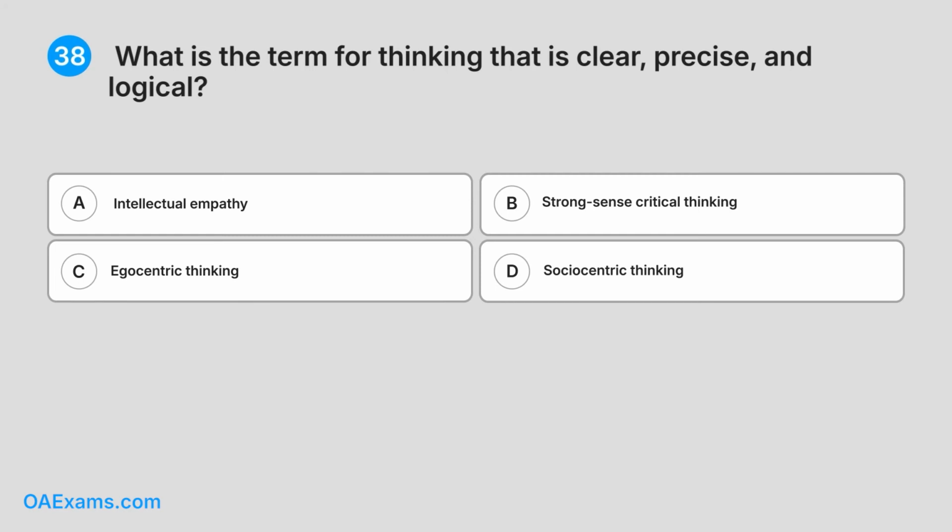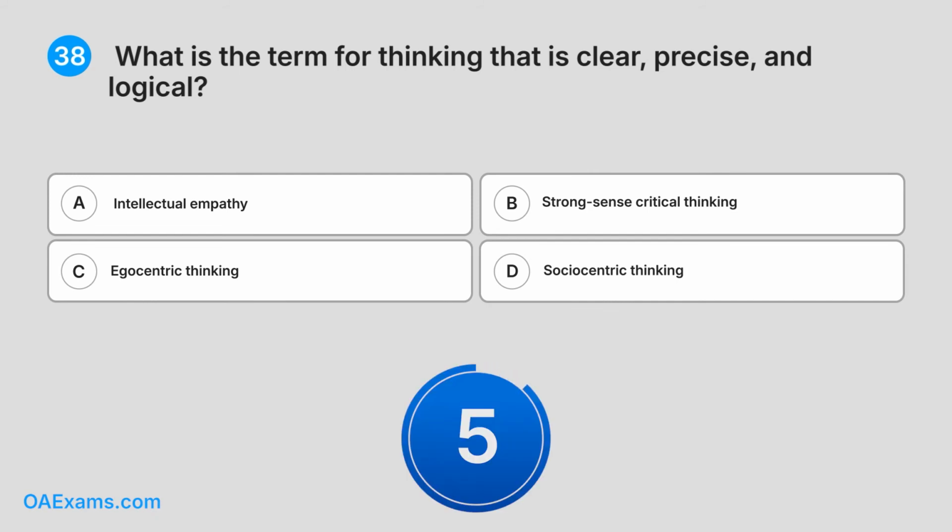What is the term for thinking that is clear, precise, and logical? A. Intellectual empathy. B. Strong sense critical thinking. C. Egocentric thinking. D. Sociocentric thinking. Do you know the answer?